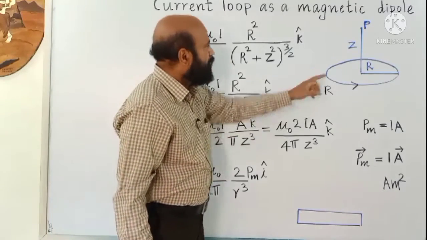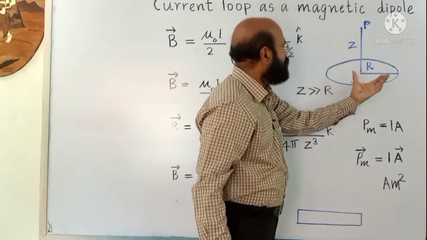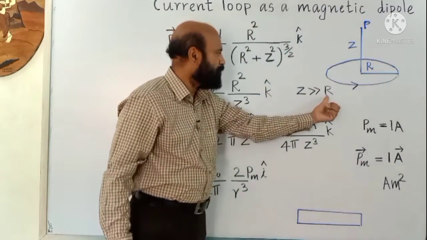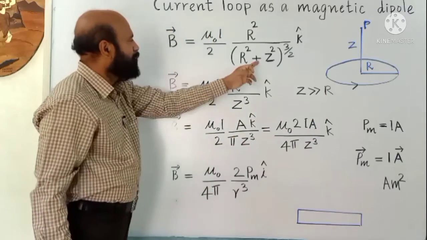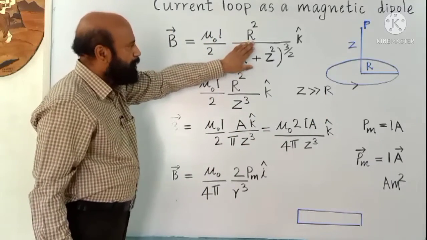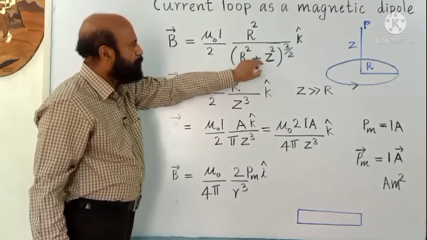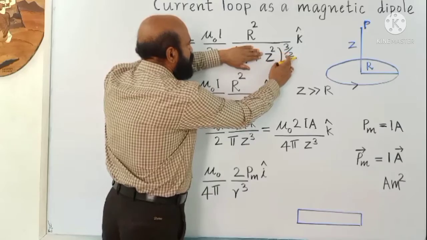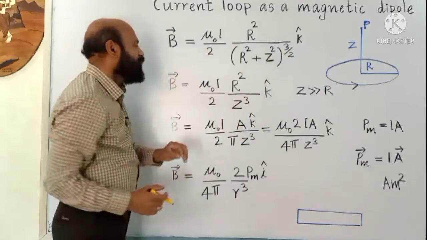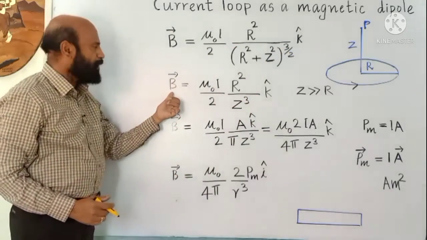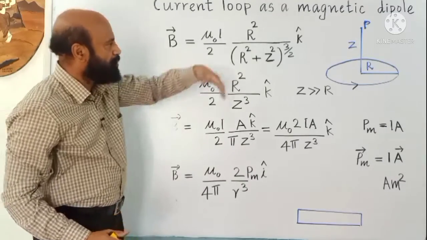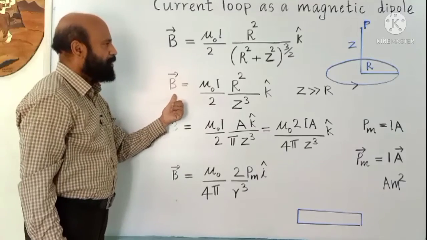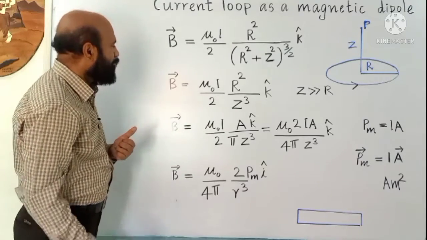Suppose this Z is very much larger compared to the radius of the coil. Z is very much larger than R. Then this R can be neglected. When Z is very much larger, then this R can be neglected. Then this 2 will get cancelled, so it will become Z cube. So this is the magnetic field at a large distance, when Z is very much larger compared to the radius.